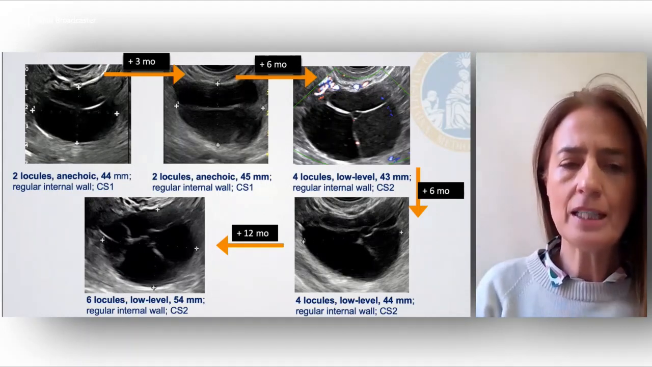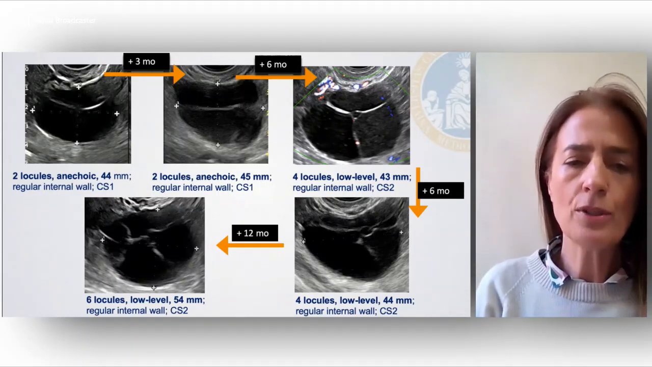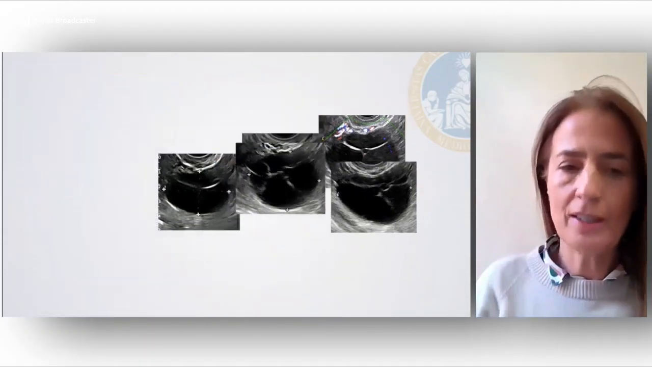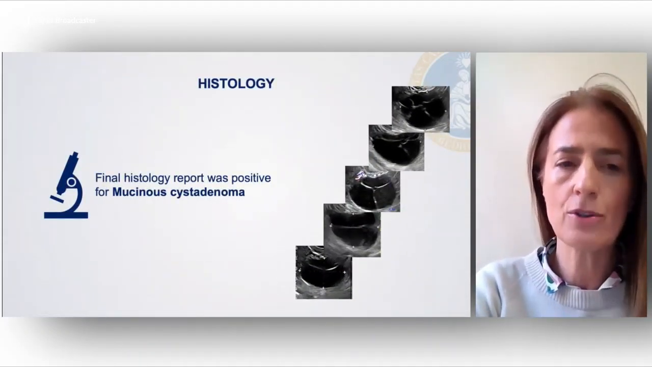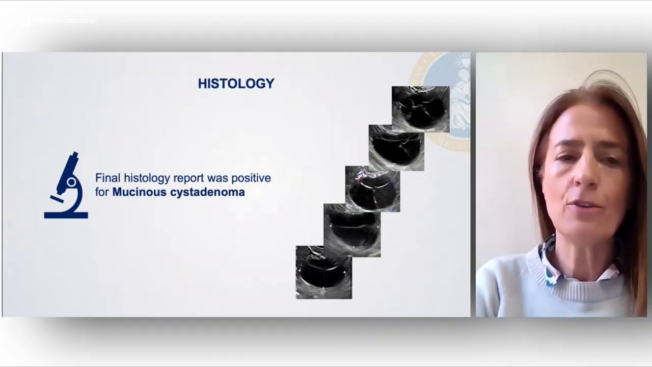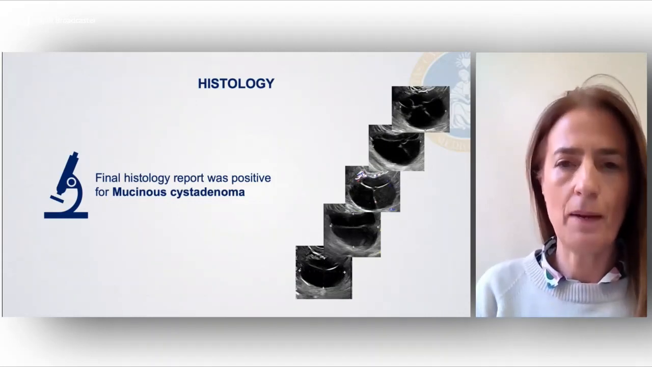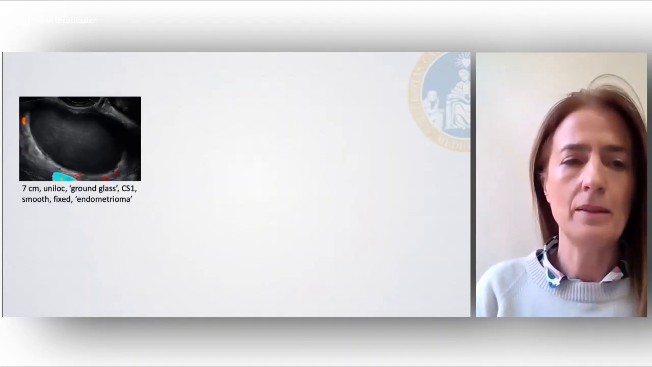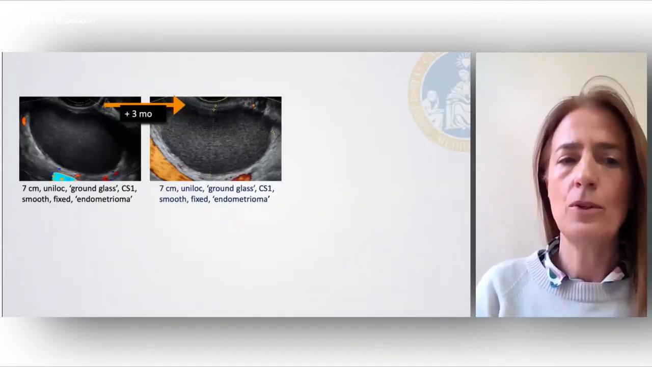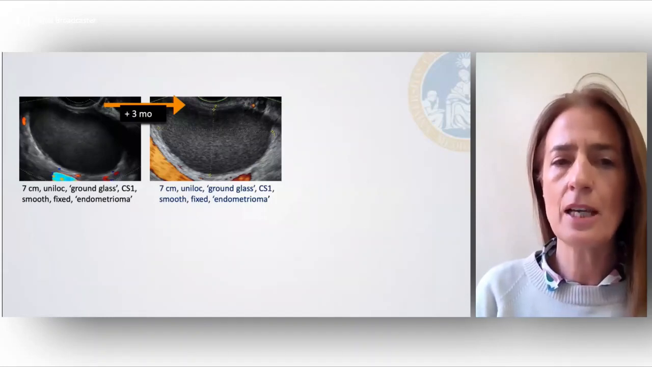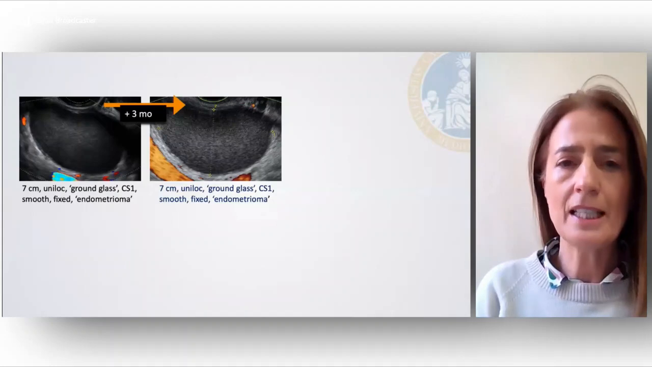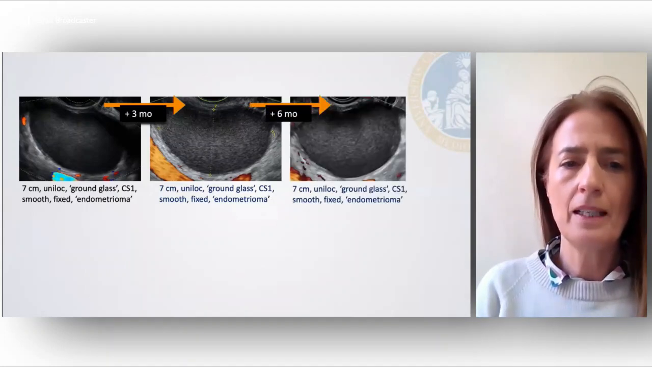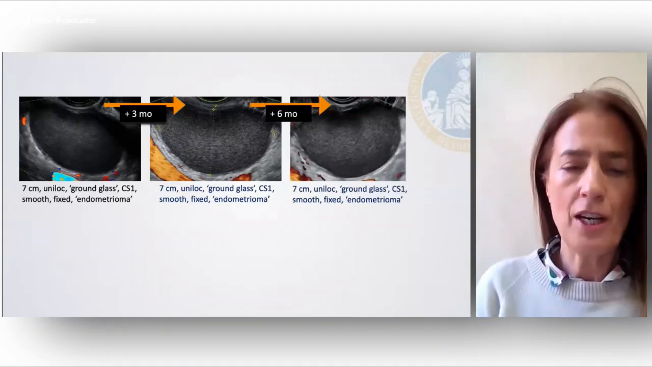Because of an increase in number of locules, the patient decided to undergo surgery, and the final diagnosis was a mucinous cystadenoma. But what about the other one? So remember, unilocular, 7 centimeters, after 3 months, completely unchanged. So after 6 months, next step, unchanged.